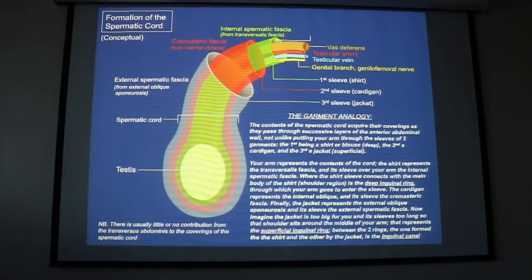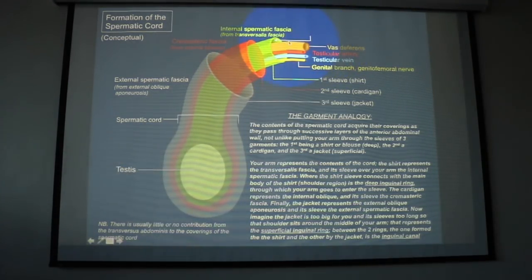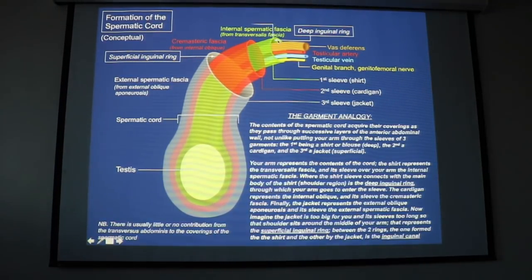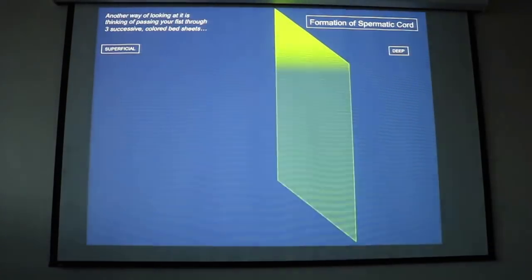So now, this is the deep ring. Look at the arrow. Which arrow am I talking about? I'm talking about this arrow. Yes, this is the deep ring. And this is the superficial ring. And this whole distance from green to grey is called the inguinal canal. Make sense? Let's do it again.